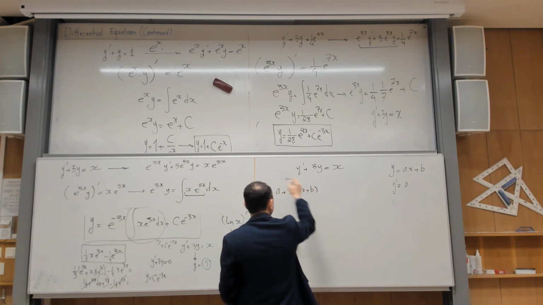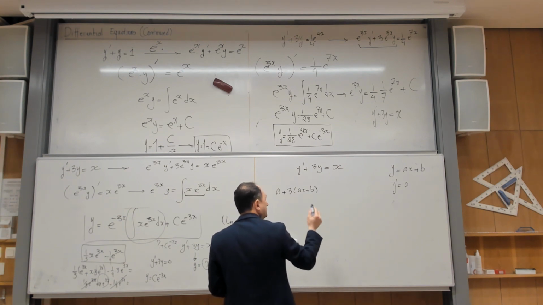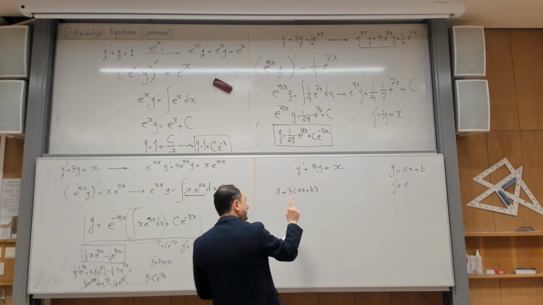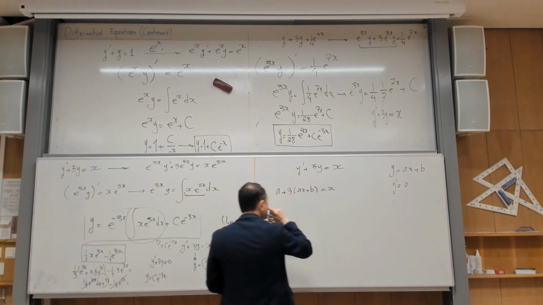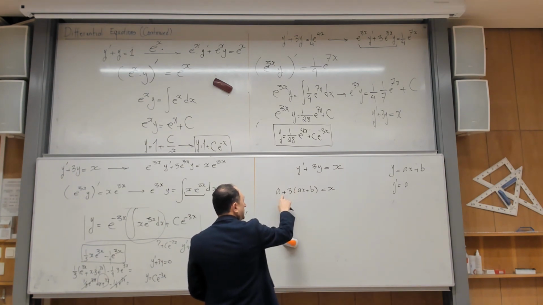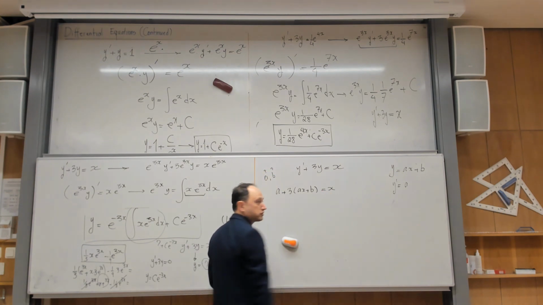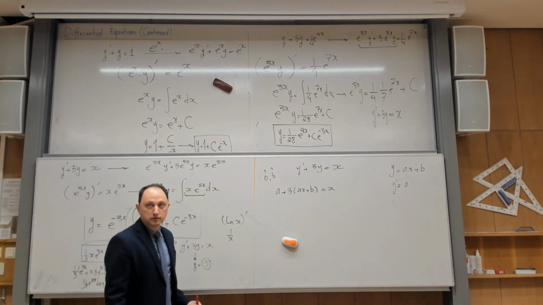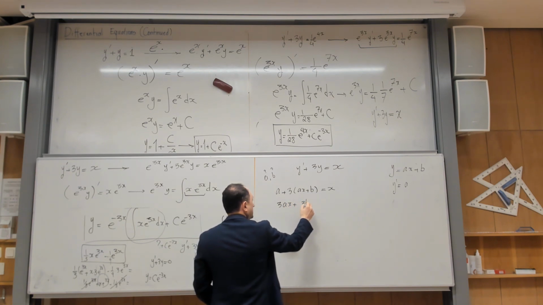I am not going to find the best solution. I want to just be able to guess, not randomly, but systematically, one solution. That's enough. So how can I solve the problem here? Is it possible to find a and b so that the left-hand side becomes x? So I would write 3ax plus 3b plus a.